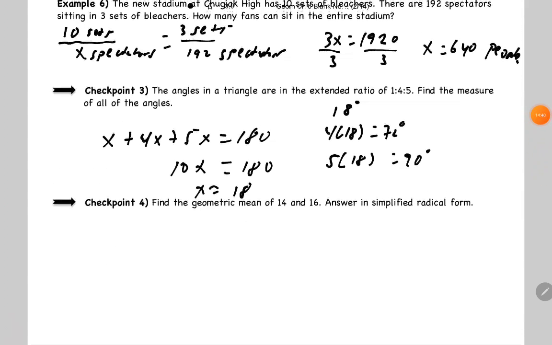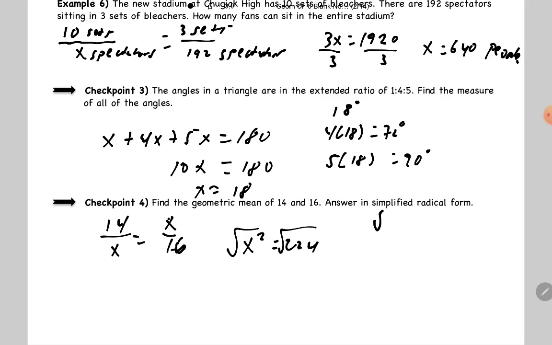Find the geometric mean of 14 and 16. 14 over x equals x over 16. Answer in simplified radical form. So I'll get x squared equals 14 times 16, which is 224. Take a square root of both sides.